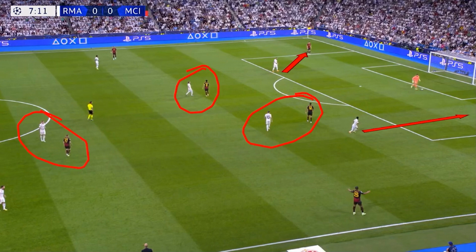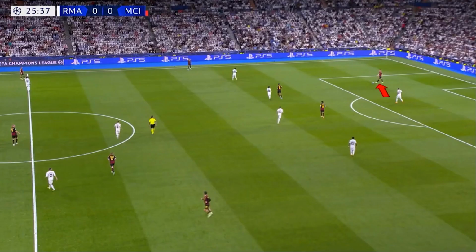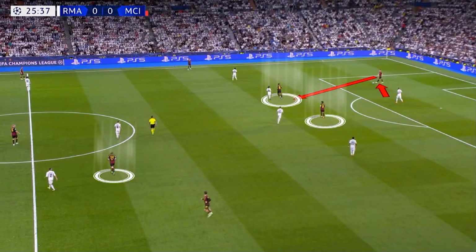But this was a philosophy Real Madrid kept in open play situations as well. Again, the high press from Benzema on Stones prevents Stones from moving up as a second pivot, meaning the City double pivot is picked up and De Bruyne cannot be found between the lines too easily.